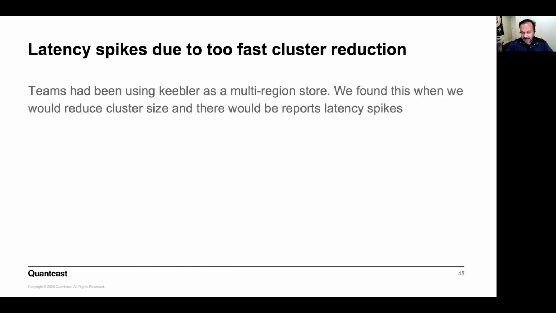Another thing that we would run into is the latency spike. When we were reducing our Keebler cluster, we came to realize that there are teams who use it for things that we had not thought of, and these teams would come back to us with reports of latency spikes, and then we had to revert back the changes that we had done.